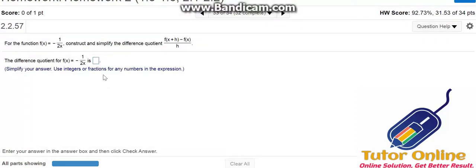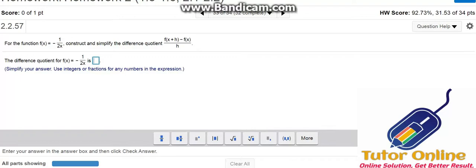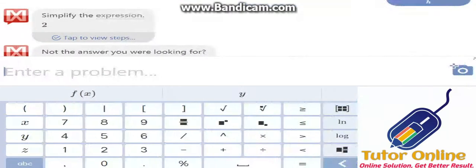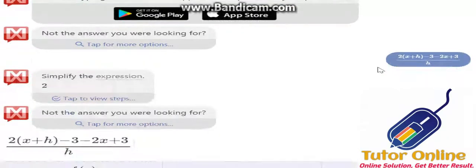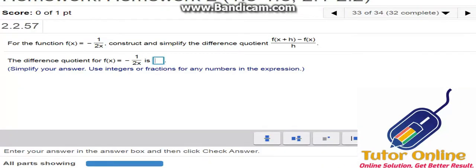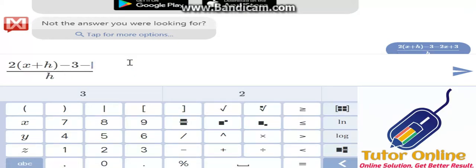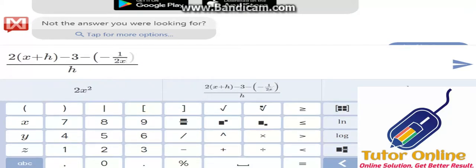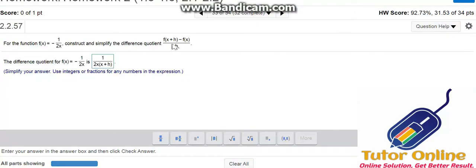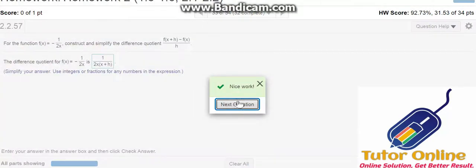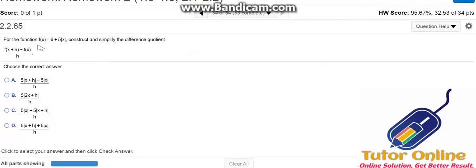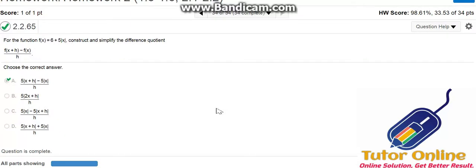F of x is this, and we have to find this. So let's calculate f of x, minus 1 over 2x. After solving that, I got this, putting values in. Let's check it. Yeah, good job. Thank you. Now f of x is this; construct and simplify the difference quotient, f of x plus h. After solving that, I got this answer. Let's check it. Is it A or not? Yeah, that's it. Well then, thank you.